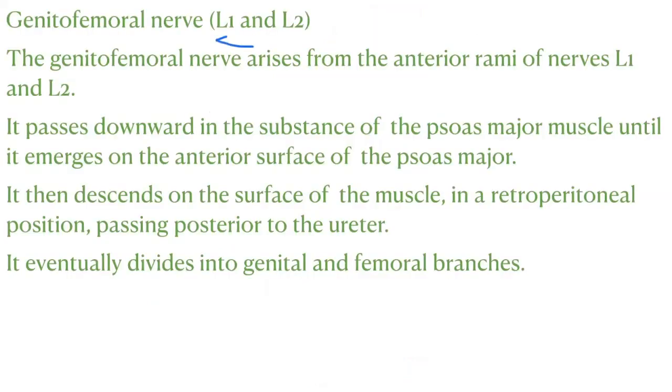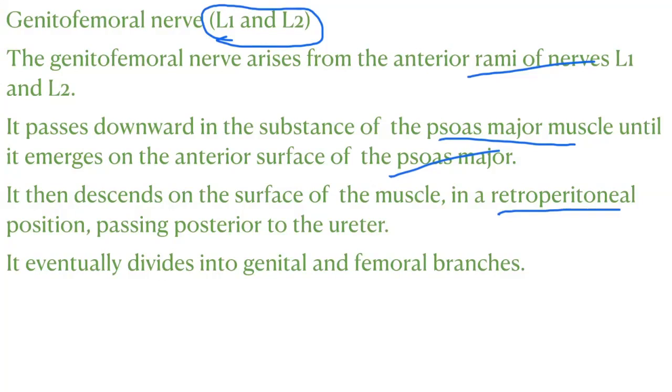Genitofemoral nerve, roots are L1 and L2. Genitofemoral nerve arises from the anterior rami of L1 and L2. It passes downwards in the substance of psoas major muscle until it emerges on the anterior surface of the psoas major. It then descends on the surface of the muscle in a retroperitoneal position, passing posterior to the ureter. It eventually divides into genital branch and femoral branch, right?